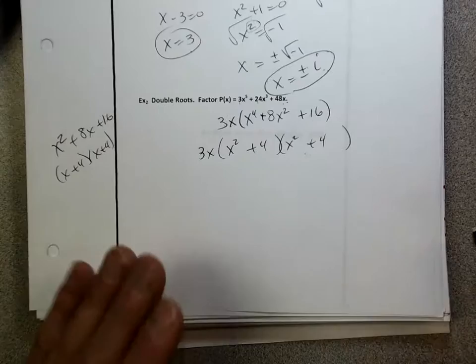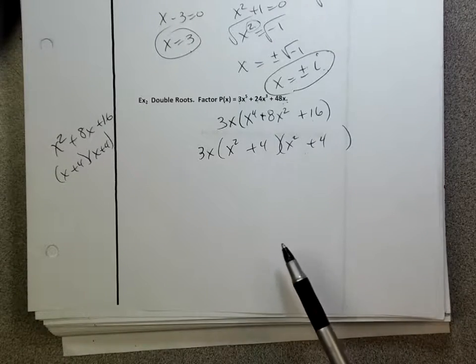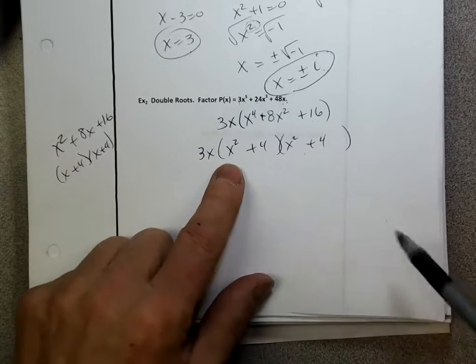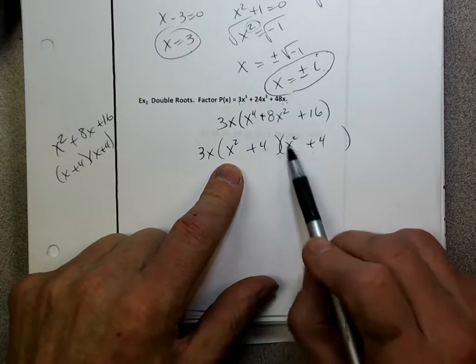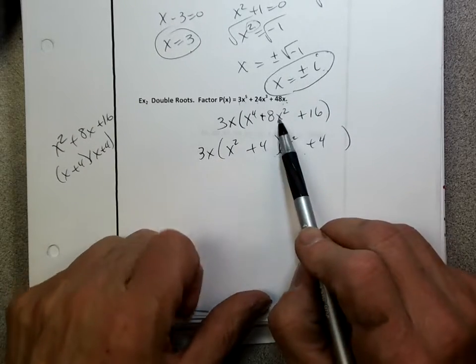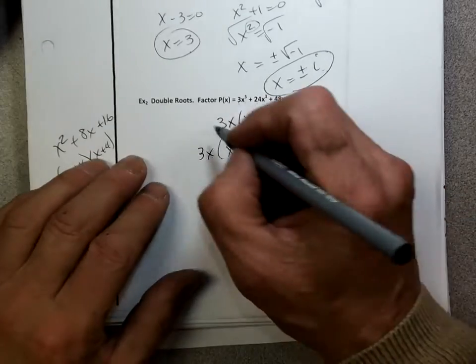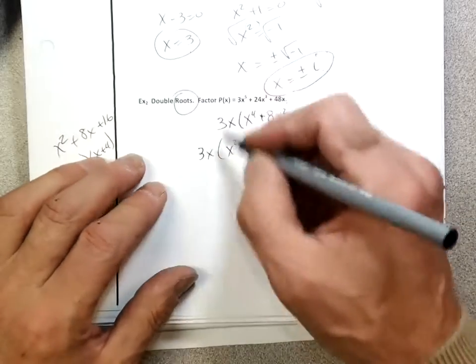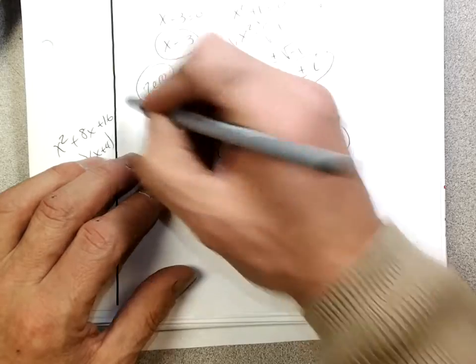Okay, now let's check this out. If I do my double summation, there's a 4x squared, another 4x squared, and that should make an 8x squared, okay? All right, I'm not done, because if I want to find the roots, or zeros, same thing, okay?